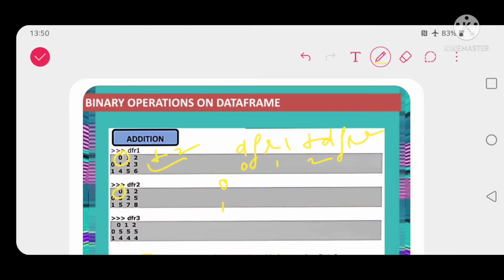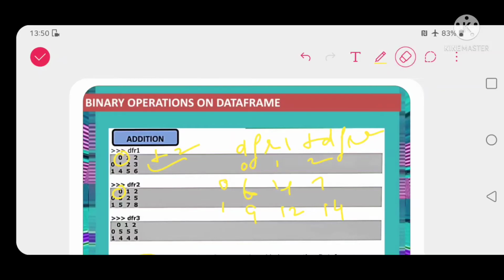This is the indexing. Next, 1 plus 5. You can see 1 plus 5 is 6. The first element of DFR1 is 1 and the first element of DFR2 is 5, so 1 plus 5 is 6. 2 plus 2 is 4. Then 2 plus 5 is 7. 5 plus 4 is 9. 7 plus 5 is 12 and 6 plus 8 is 14. This is the addition operation on the frames.